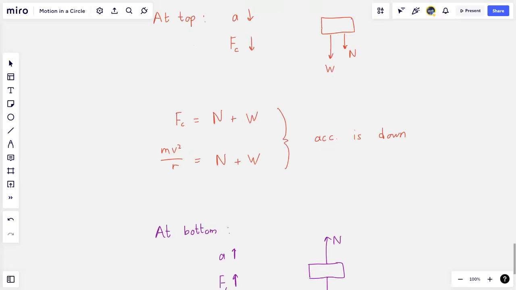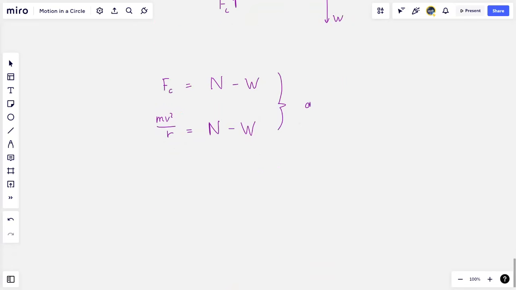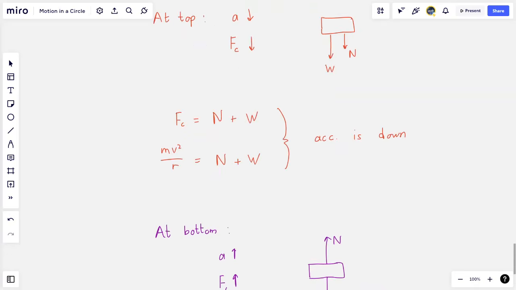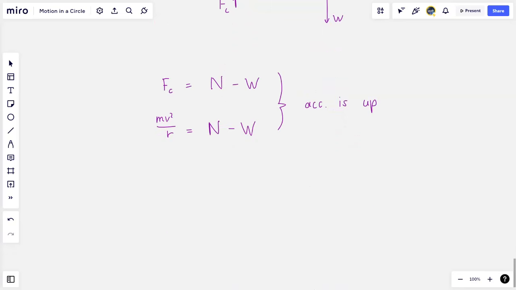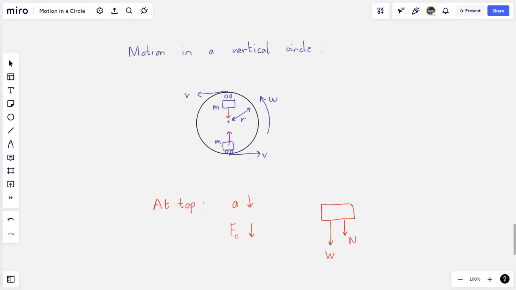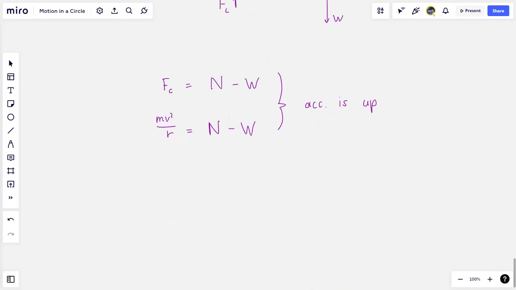Before we said the acceleration is down, in this case the acceleration is up, always pointing towards the center of the circle. And so we created two simple expressions for the centripetal force at different points of this vertical circle.